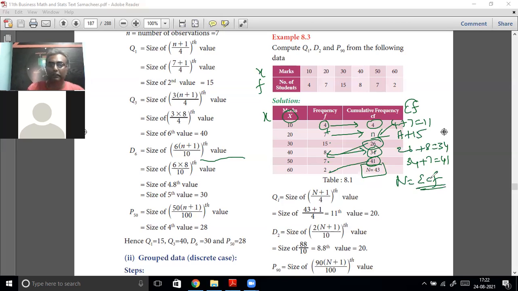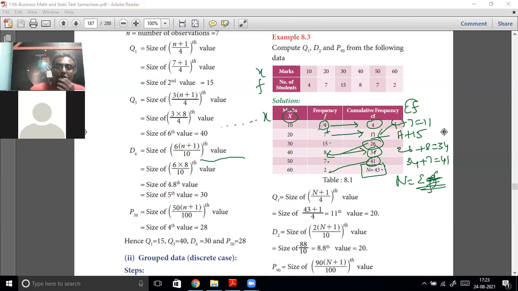Okay, sorry, actually frequency only. And so n is equal to 43. Earlier, you found n by just counting how many numbers, how many data there are, in discrete data. But if discrete data comes with frequency, you have to calculate n this way, by taking the cumulative frequency.